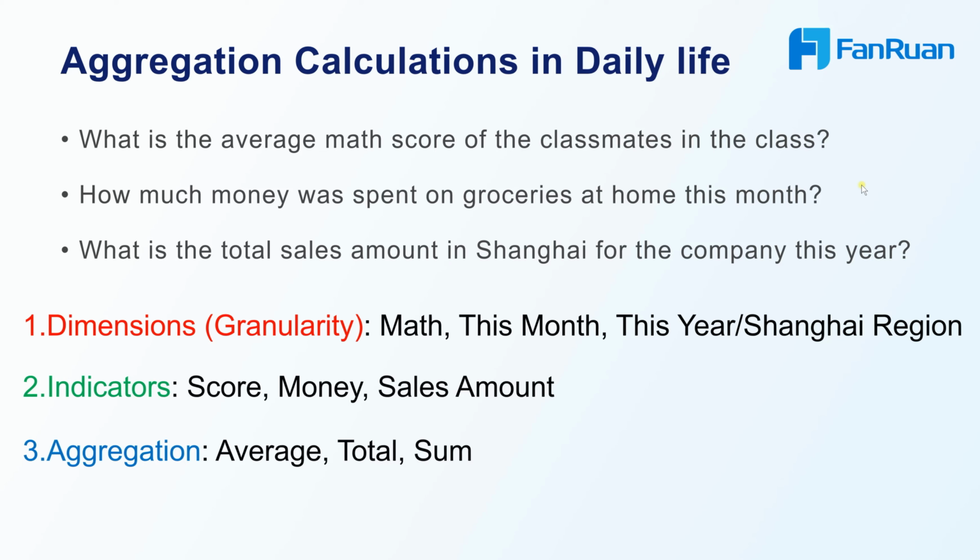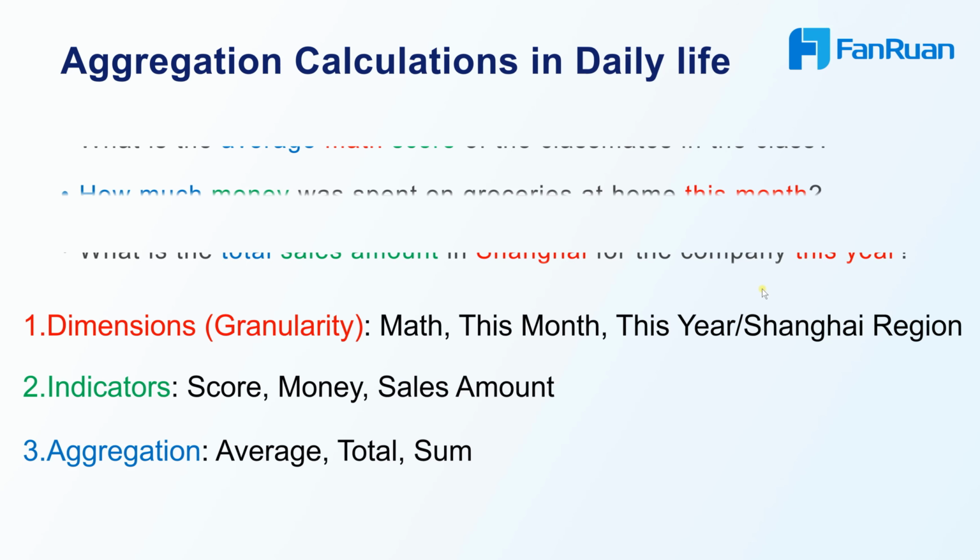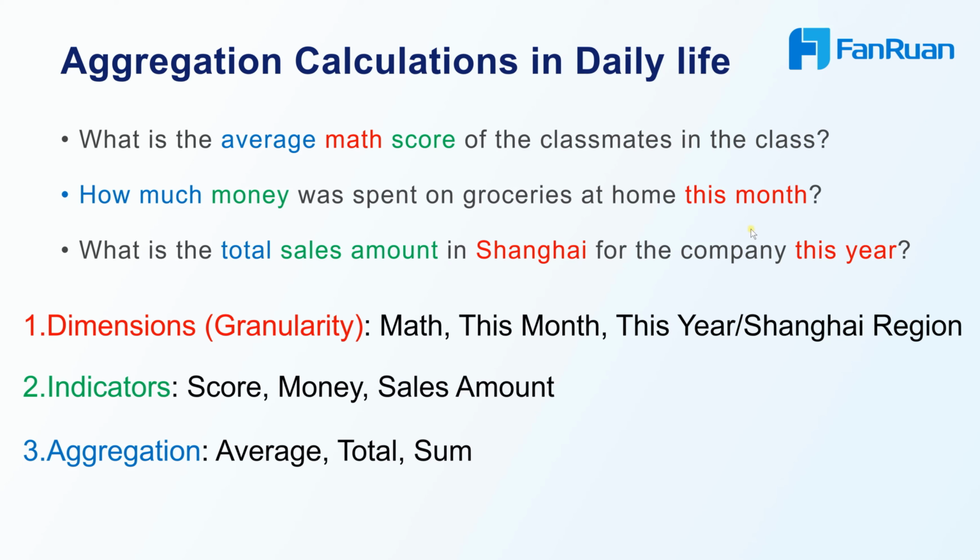Here, I define three key elements for aggregation calculation. First, there must be dimensions or granularity. What level of granularity is used for this aggregation? For example, math corresponds to the subject, this month corresponds to the time, and granularity could be by month. Second, the indicator. This refers to the specific indicator for aggregation, such as score, money, or sales. Then, the aggregation method. We've mainly discussed summing, but aggregation can also include average, max, etc.